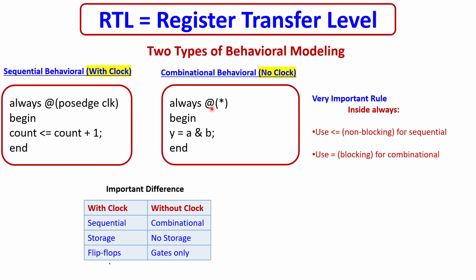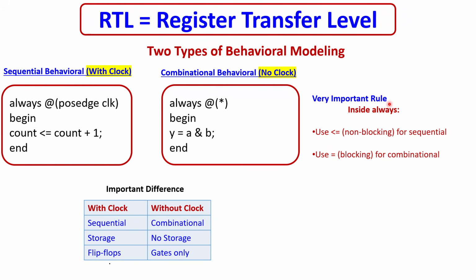Look at this. In the combinational behavior, we are not using a clock, so near the always, we don't have a clock. It just performs the operation. It is not storing anything. Whenever the input changes, the output automatically changes. So the main difference is with clock and without clock. With clock is sequential, without clock is combinational. With clock, it has storage. Without clock, there is no storage, and it is flip-flops, and here gates are used.